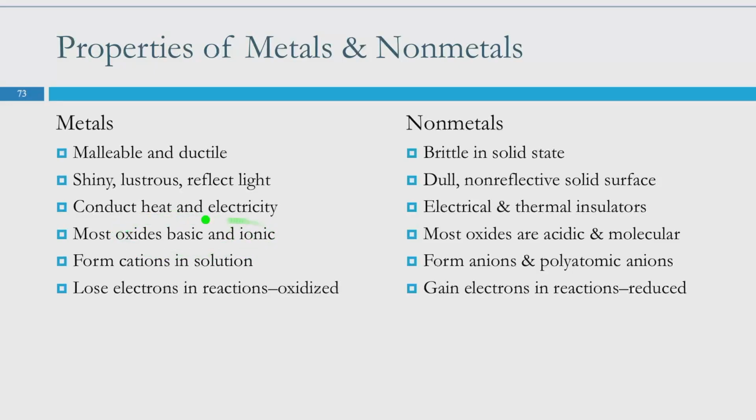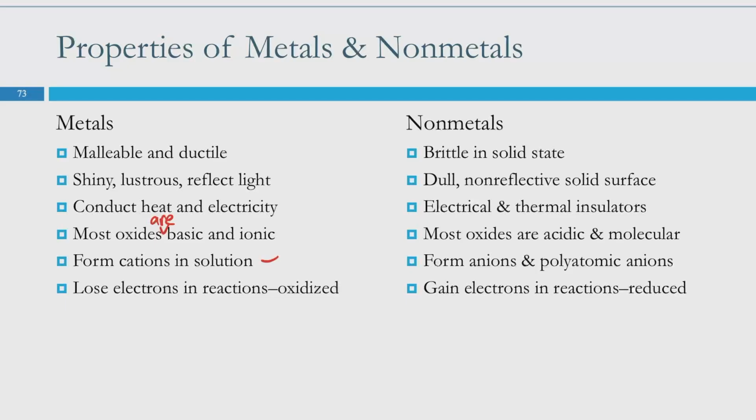Metals... we're missing a word here. Most oxides are basic and ionic, whereas for our nonmetals, our oxides, things with oxygen on them, are acidic and they're molecular. Molecular because oxygen's a nonmetal. Nonmetals with nonmetals is molecules.